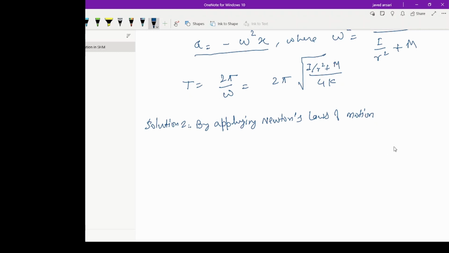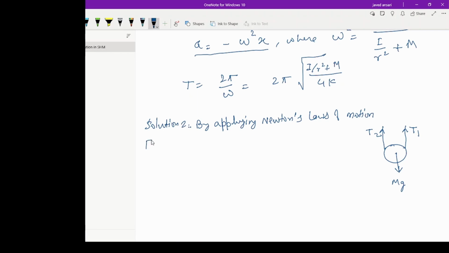So let's draw the free body diagram of the pulley once it is pulled by a distance of x, and then the pulley starts executing simple harmonic motion, right? So let's say there will be tensions T1 and T2 in the string, right? And then the force on the mass will be mg downward, right? And then there will be a rotational force also here. So what we'll be doing, we'll be using Newton's law of motion here.